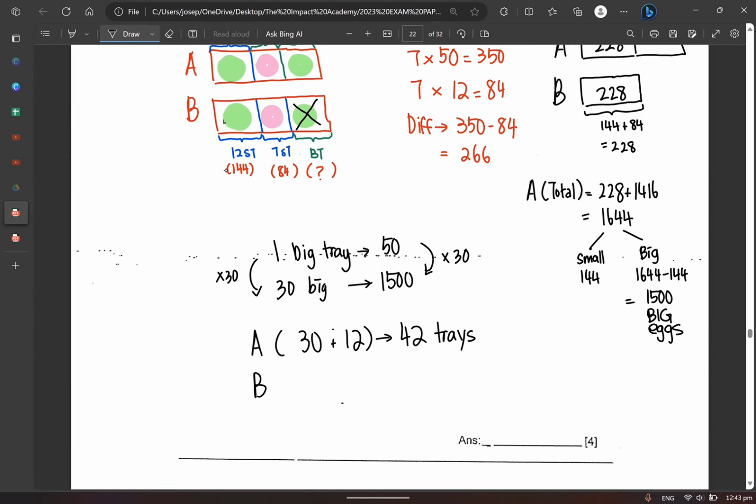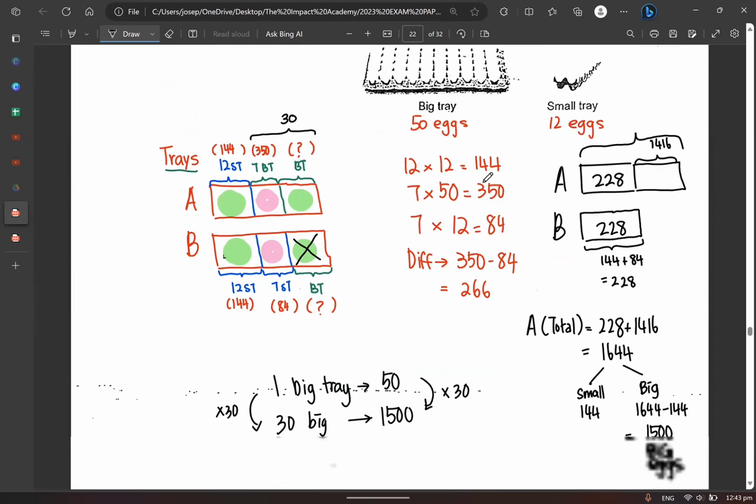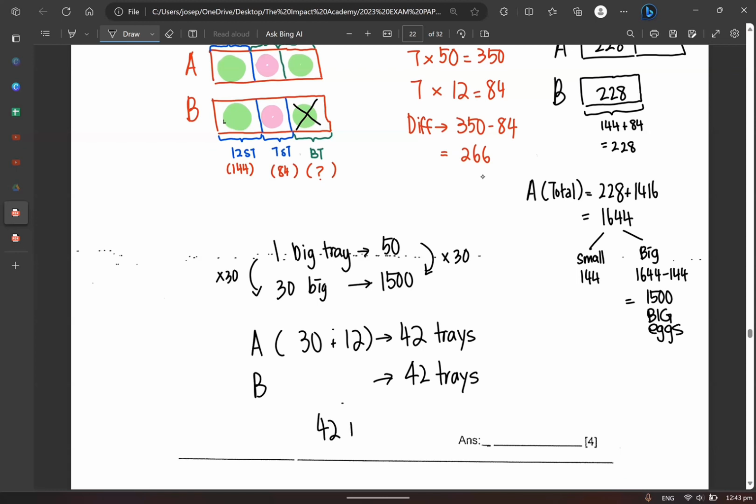And don't forget that for hawker B, it will also be 42 trays because they have the same number of trays. Now, the question says, how many trays of eggs did both hawkers buy altogether? So therefore, it's 42 plus 42, and therefore my answer has to be 84 trays in total.